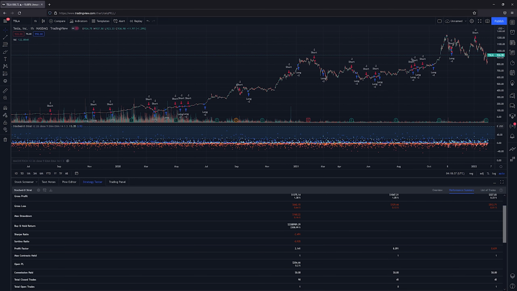Max contracts held. This shows that we're just trading one contract at a time. Our open profit or loss, and so this is saying, since this is an ongoing strategy, we have an open profit right now because it's white of 204.66. So this trade right here, if it were to close right now, then we'd have an extra $200. So that's good.